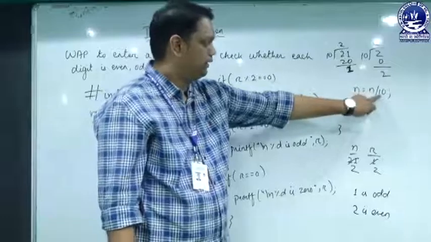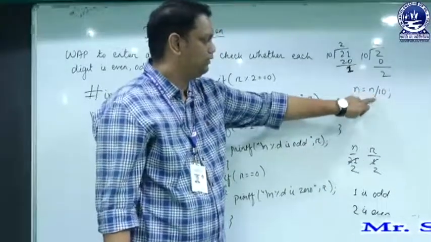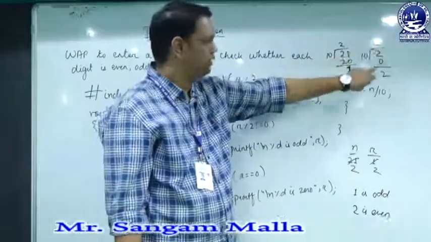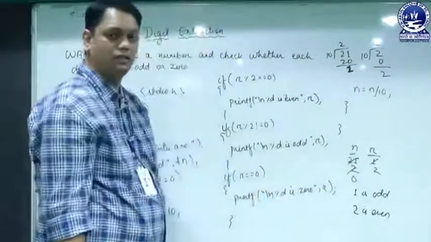That means n divided by 10. So n is having 2, so 2 will be divided by 10. But as we have used the division operator over here, it will return the value as quotient. So quotient is 0, so 0 will be stored in n. Now the value of n is 0.